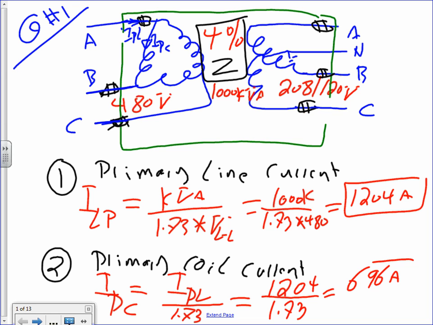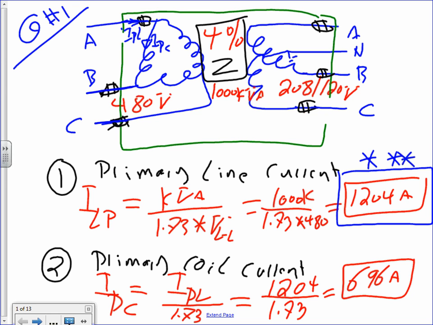696 amps. The only reason why I threw in the primary coil is to remind you that when you deal with the transformer and you hear the current, the primary current, there are two primary currents. There's one coil, one line. The one that's dear to my heart and yours should be the line. Why? Because the line is the one that we size the overcurrent protection device and the conductors based on. So that's why I always highlight this current.